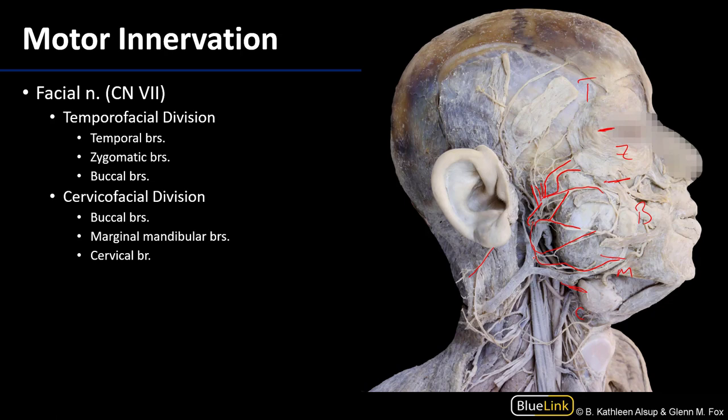So when you're thinking about the innervation of the face, don't confound afferents and efferents. Keep your sensory distinct from your motor. For your sensory, we have the trigeminal nerve, V1, V2, V3. We have those cervical plexus neck afferents, as well as the dorsal primary rami of cervical nerves. And then for our efferent, we have the facial nerve. So we've got those temporofacial division branches, temporal, zygomatic, and buccal, and the cervicofacial division branches, the buccal, marginal mandibular, and cervical branch. Thank you very much for your time.